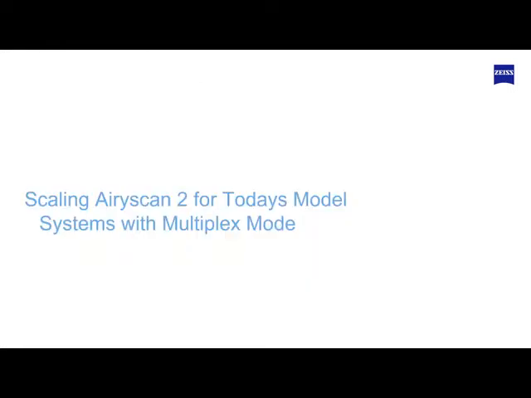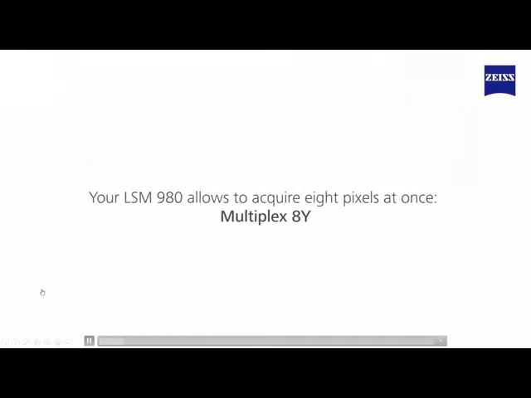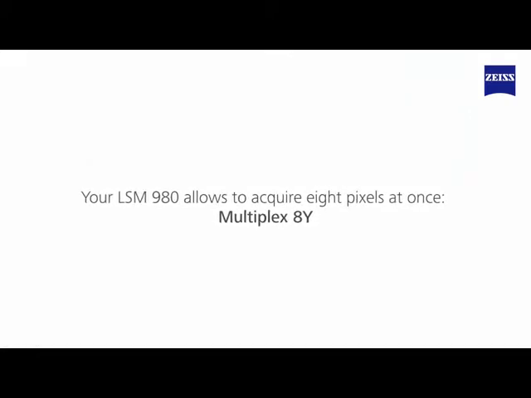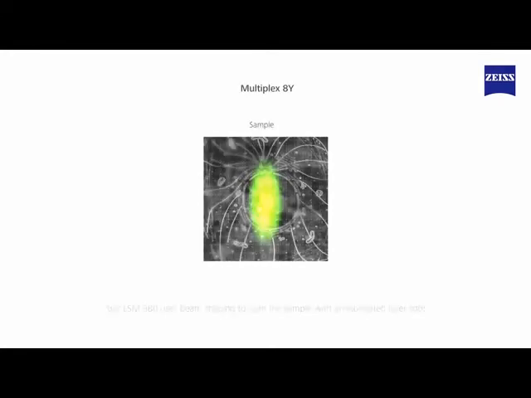Now, that's nice, but we want more. We always want more, of course. So one way of doing that is to increase the speed of the Airyscan. On the 980, we have various different modes. For the purposes of time today, I'm just going to show one of these, which is 8Y mode.